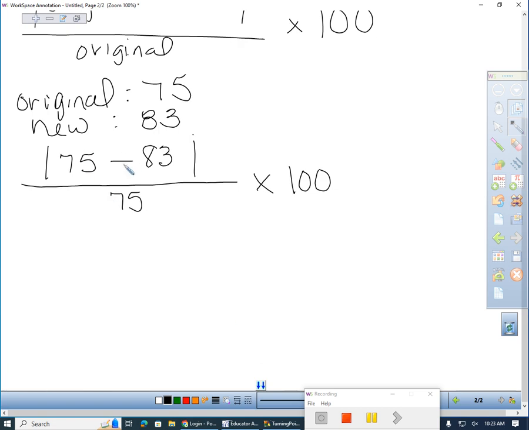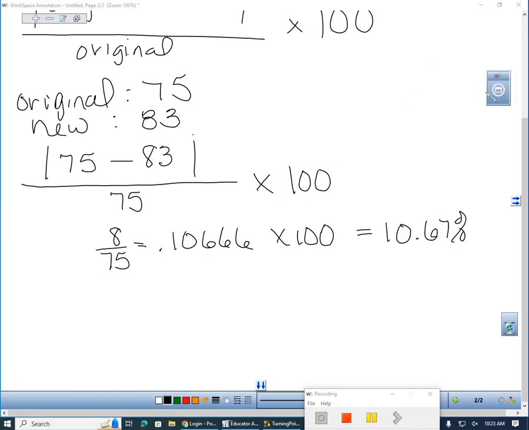So 75 minus 83 is negative 8, but inside the absolute value, that's positive 8. So we have 8 divided by 75 equals 0.10666, times by 100, we get 10.67%.